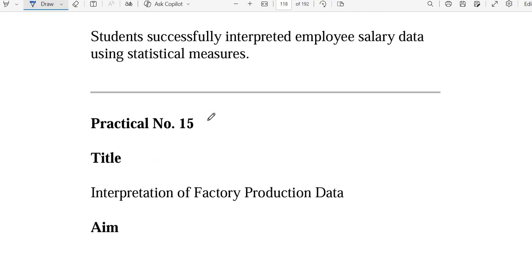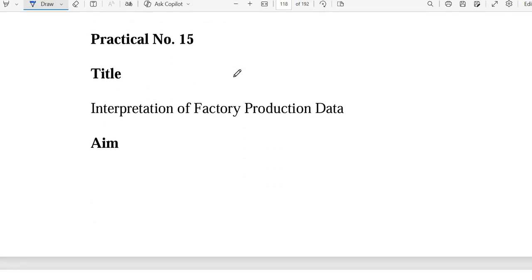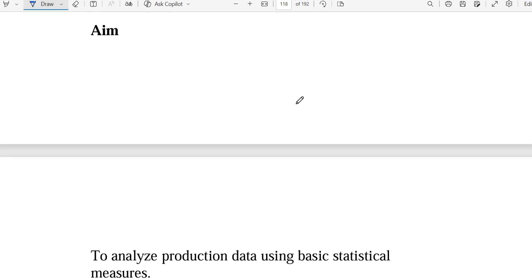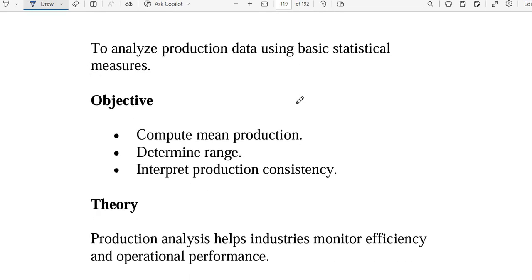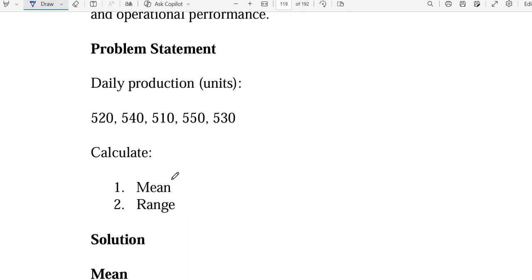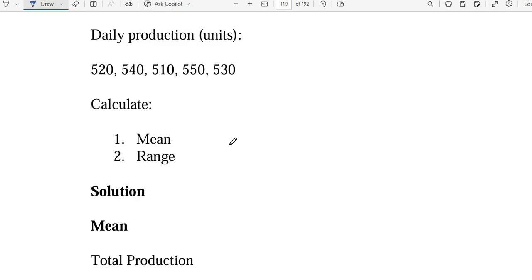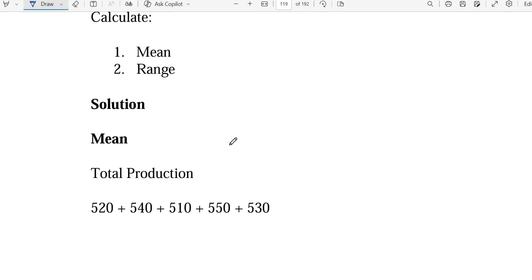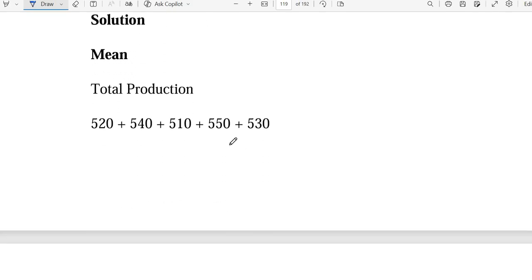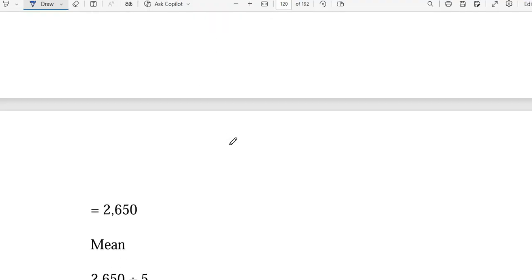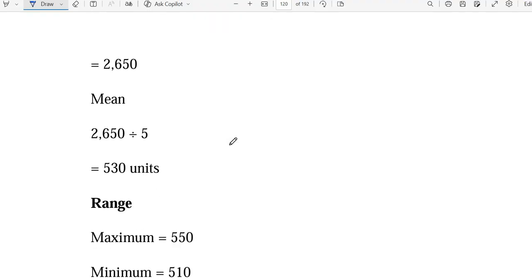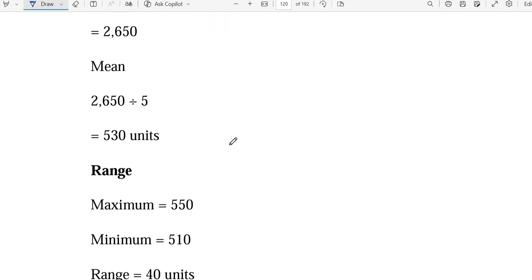Now coming to practical number 15, interpretation of factory production data. Same as we did for the last practical, we have to find the mean and range. So this will be your homework. First try it by yourself, then see the solution. This is the solution.